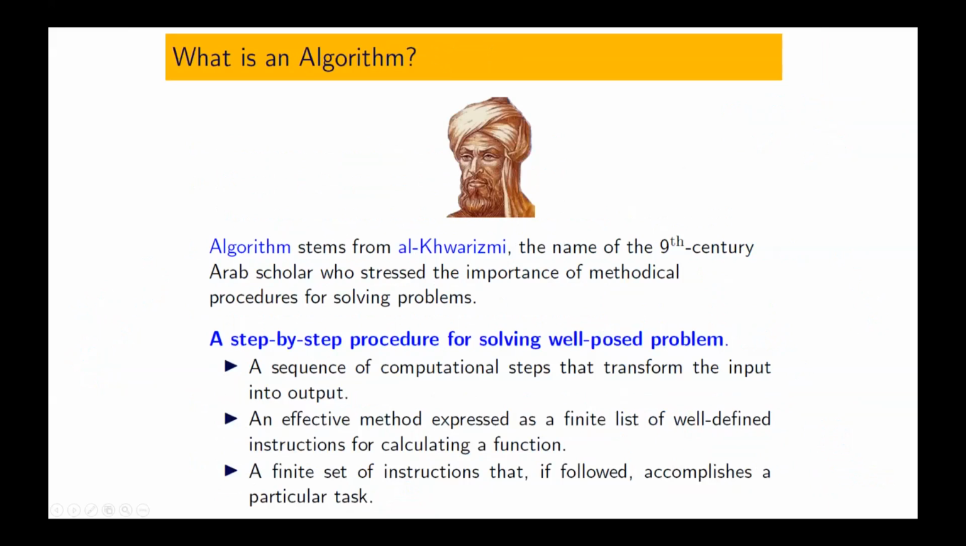And what is next? What is an algorithm? There is no unique definition for algorithm. Different textbooks give different definitions. But it is a step-by-step procedure for solving well-defined or well-posed problems. Or, as an alternate definition, a sequence of computational steps that transform input to output.